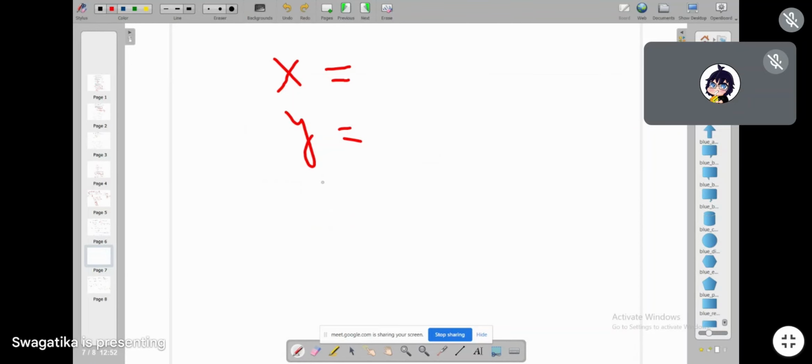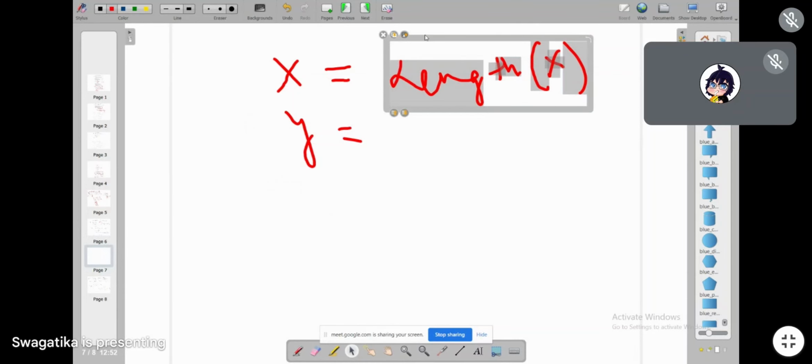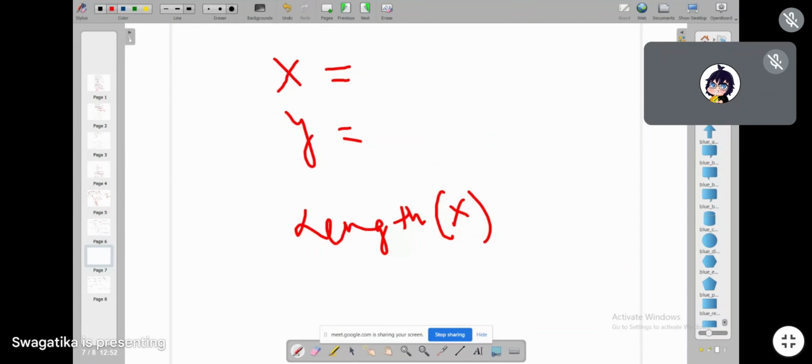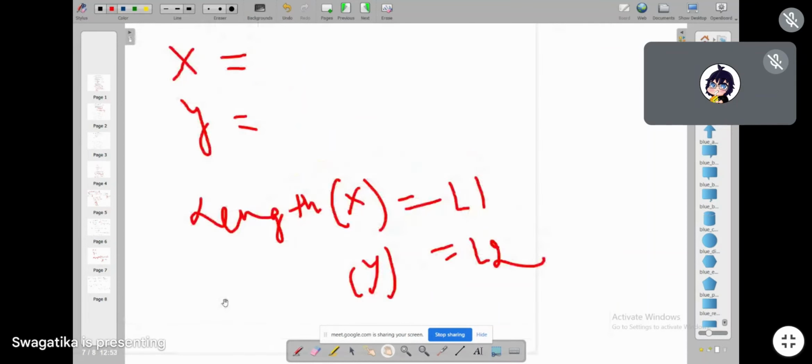Now first you have to take the length of x. Right. Length of x, suppose I am taking L1. Now similarly length of y is L2. Okay. Are you getting it or not?